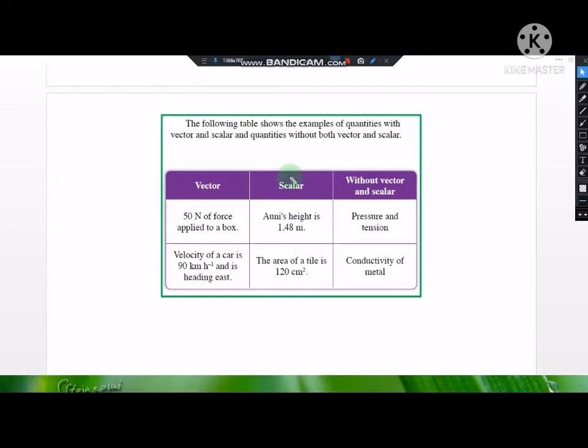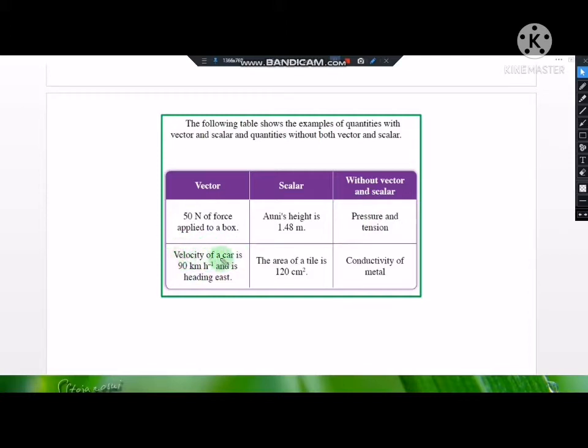Okay, let's look at this one, scalar. Auni's height is 1.48 meter. The height of Auni only has a magnitude, which is 1.48 meter, but it doesn't have a direction. So that's why height here is a scalar quantity. Let's look at this one, without vector and scalar. The examples of quantities that are neither vector nor scalar are pressure and tension. Remember this one.